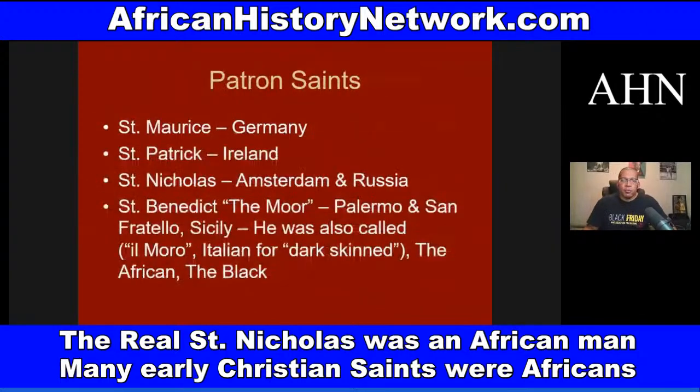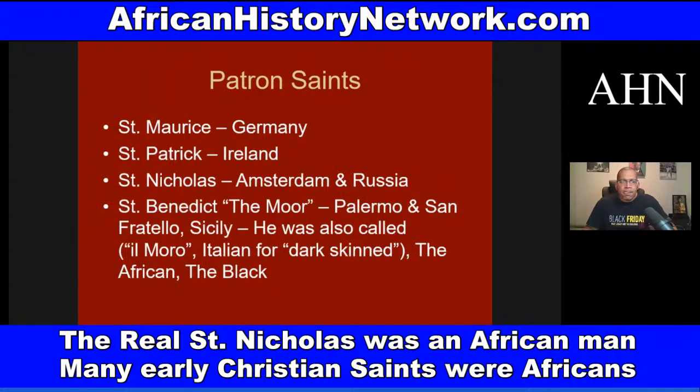So Saint Maurice, who was a Moor, is the patron saint of Germany. Saint Patrick, patron saint of Ireland. Saint Nicholas was a patron saint of Amsterdam and Russia. Saint Benedict the Moor, patron saint of Palermo and San Fratello, Sicily. He was also called Il Moro, which is Italian for dark skin, and he was also called the African and the Black as well.